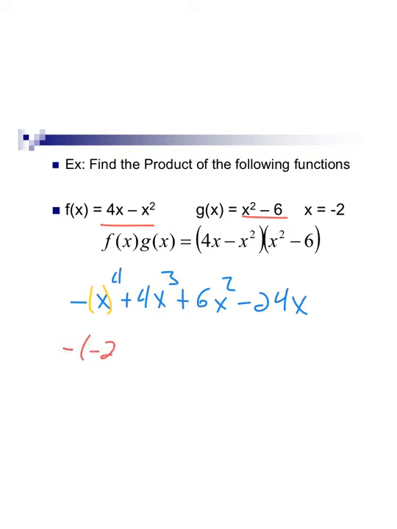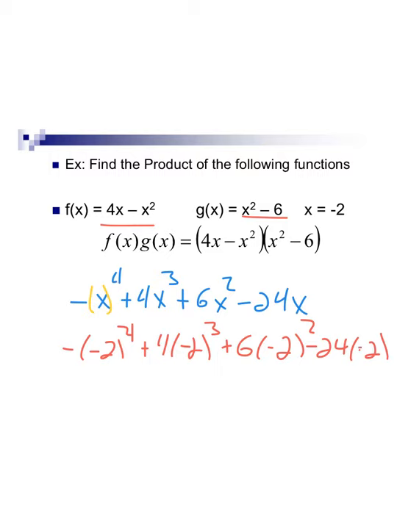So we have negative 2 to the fourth power plus 4 times negative 2 to the third plus 6 times negative 2 squared minus 24 times negative 2. And for our final answer, we end up getting a value of 24. Hopefully you guys got all that.